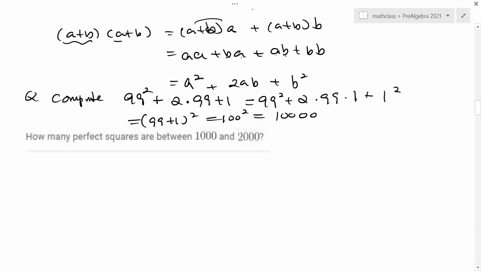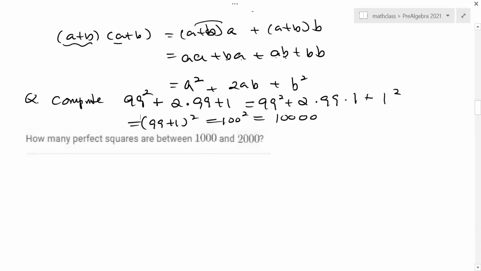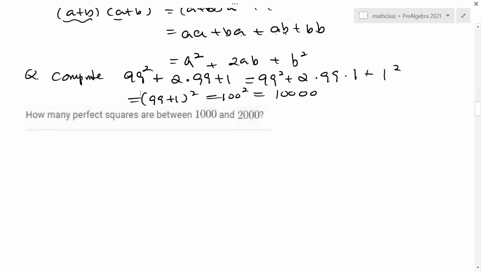All right, let's try to solve the following problem. Those are the real problems, from the book or from somewhere else. Suppose you're given this question: how many perfect squares are between 1,000 and 2,000? How do you do that? You should find the smallest perfect square and the largest perfect square, then you can get all of them in between. But you have to guess and try.